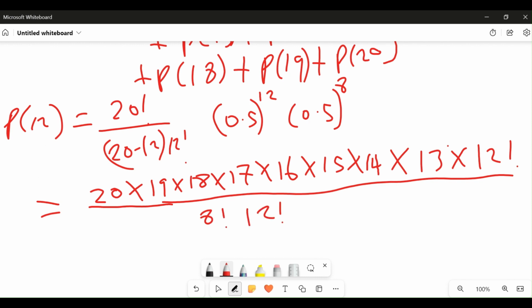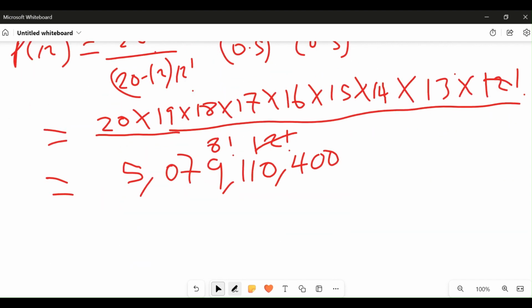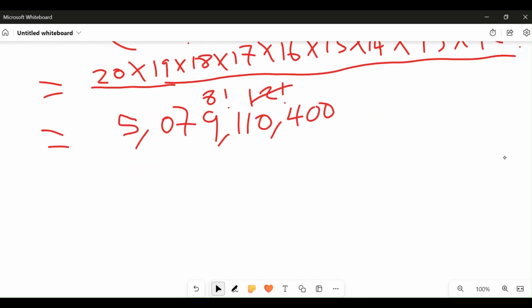The 12 factorial cancels 12 factorial. Now the question is, what is the product of 20 times 19 times 18 times 17 times 16 times 15 times 14 times 13? That will be 5 billion, 79 million, 110 thousand, 400. All of these we'll be dividing by 8 factorial.